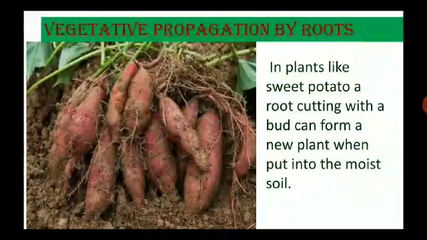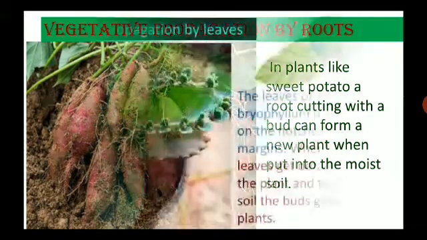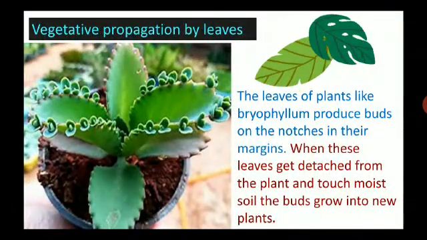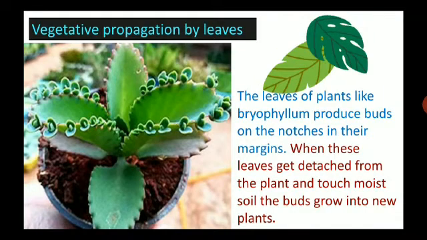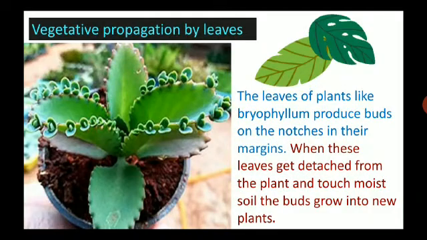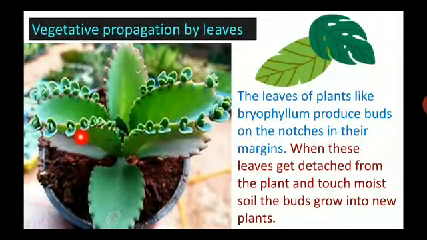Vegetative propagation by roots. In plants like sweet potato, a root cutting with a bud can form a new plant when put into moist soil. Vegetative propagation by leaves. The leaves of plants like bryophyllum produce buds on the notches in their margin. When these leaves get detached from the plant and touch moist soil, the bud grows into a new plant.